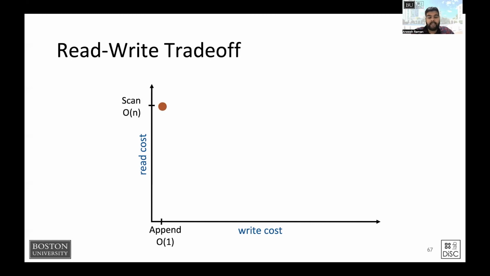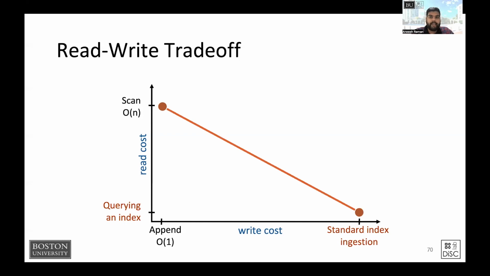If reads are infrequent and scanning is acceptable, then we can simply append data without taking any additional effort and scan whenever required. However, if reads are frequent and we need good read performance, we essentially pay the cost of in-order insertion to achieve a logarithmic search time or faster performance. This generally can be viewed as standard index ingestion and querying from an index. Thus, every data reorganizational technique, including indexes, navigates this read-write trade-off to optimize for either the read or the write costs.